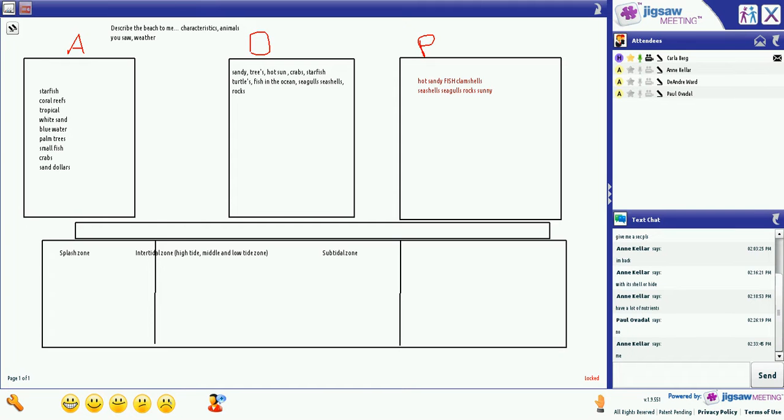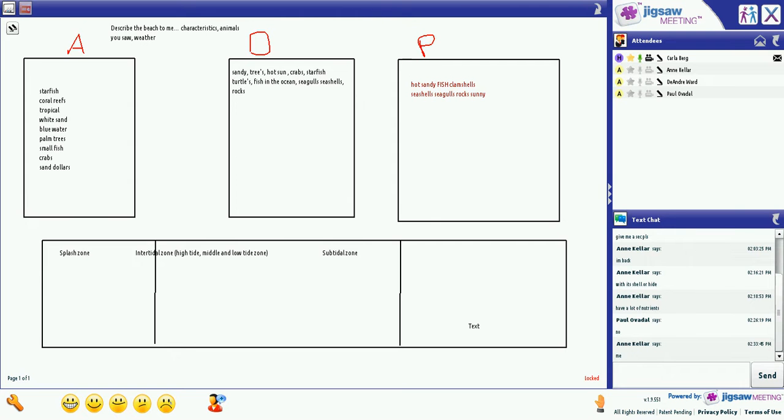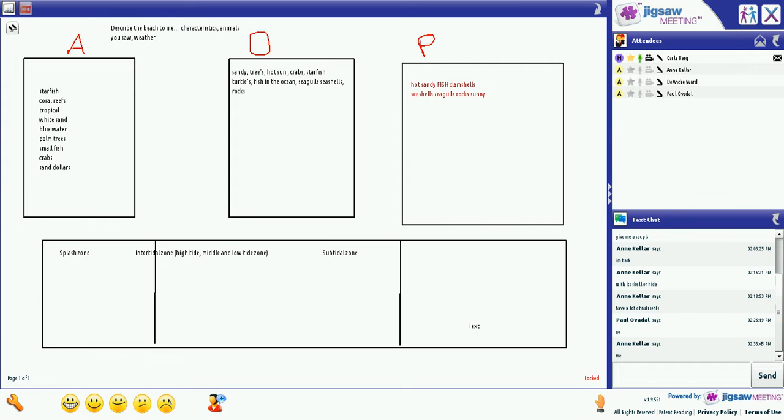I want you to take any of your organisms, and I would like you to put them into the correct zone. Now remember, some are going to overlap, so go ahead and put them in the zone you saw them in if the organism overlaps. So for example, if on my list I had dolphin, he would be in a subtidal zone. And if I had a green crab, he would be here in the intertidal zone. And if I had a seagull, he's going to go here in my splash zone. So go ahead and put your organisms in the correct zone.